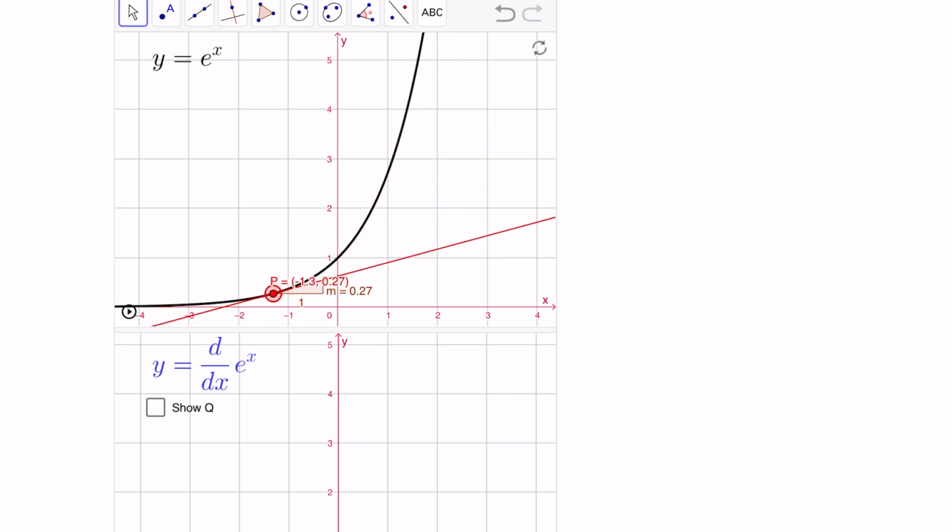Now, if we plot the gradient function, look at the gradient function. What does it look like? It looks like it is the same thing as y is equal to e to the x. So what you need to know is when you differentiate y is equal to e to the x, you still get e to the x.